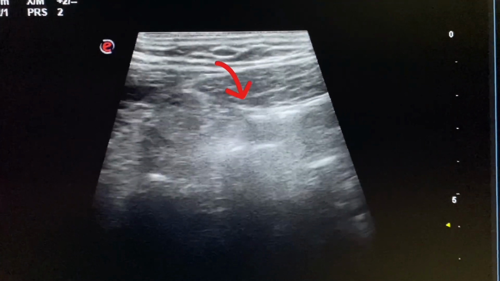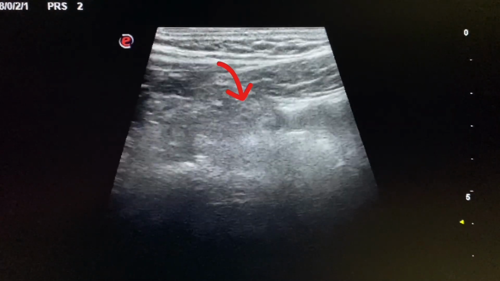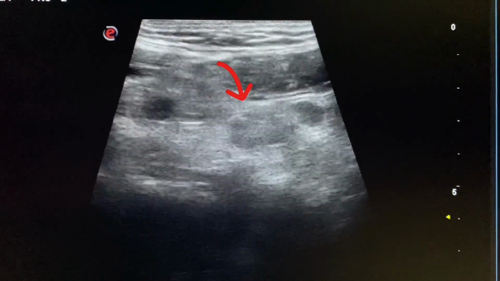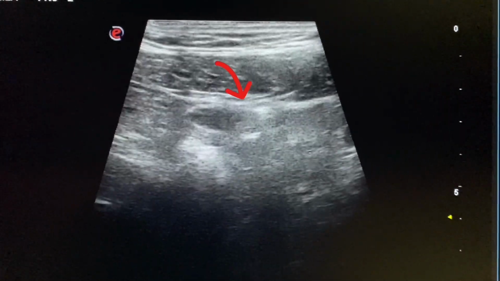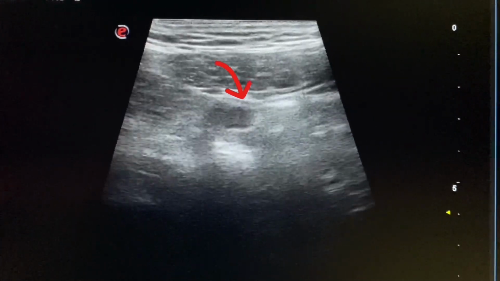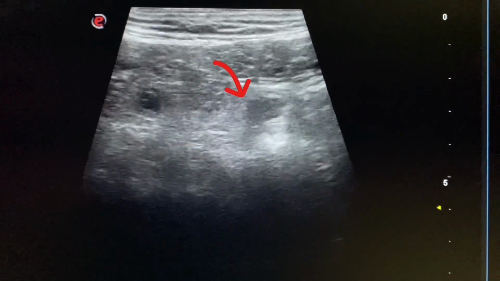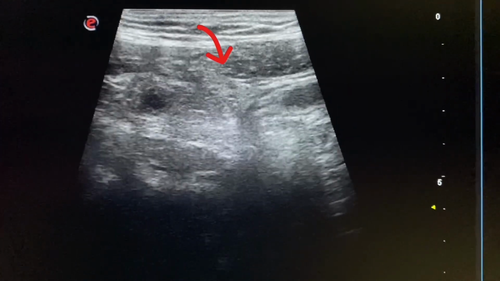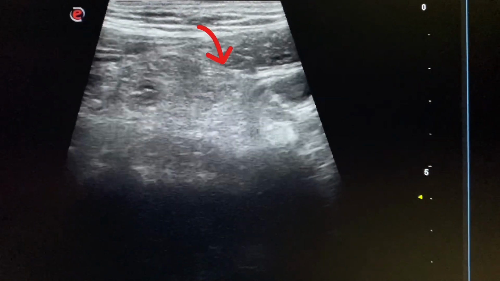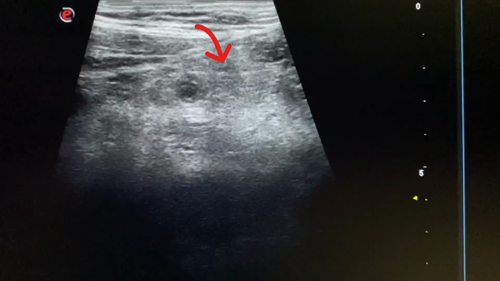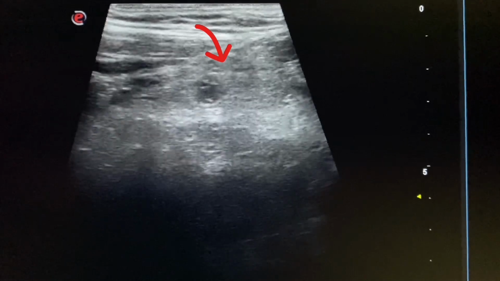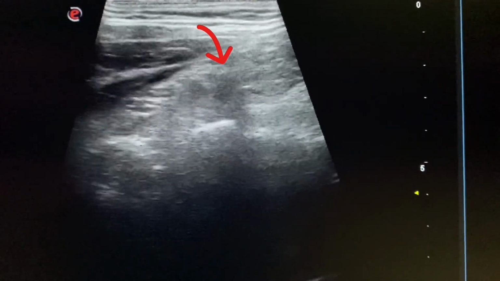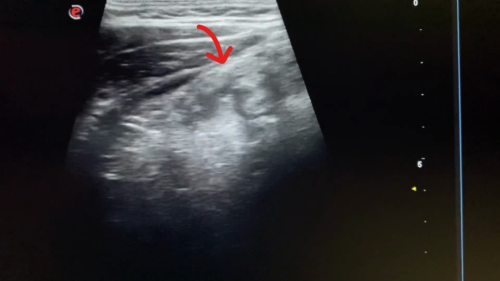Now we start scanning the right iliac region or lower abdomen. For scanning of appendicitis or small bowel, we use a linear probe. There are two methods to locate the appendix. First, we scan from the umbilicus to the right iliac region to rule out appendicitis or scan the appendix.